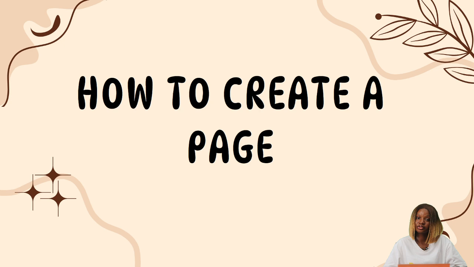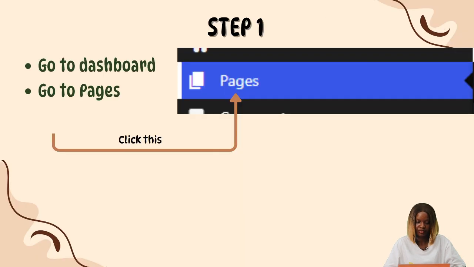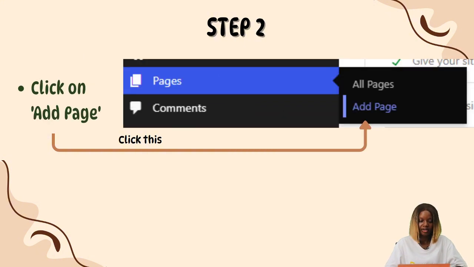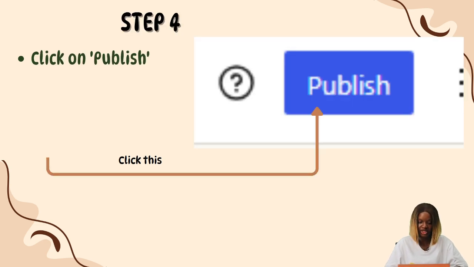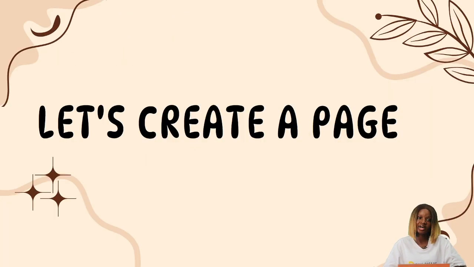So now, how to create a page? So you go to the dashboard, then you go to pages, you click on add page, then you add a title, then you click on the block inserter. Once you're done with everything, you click on the publish button up here. So now let's go over and create a page.